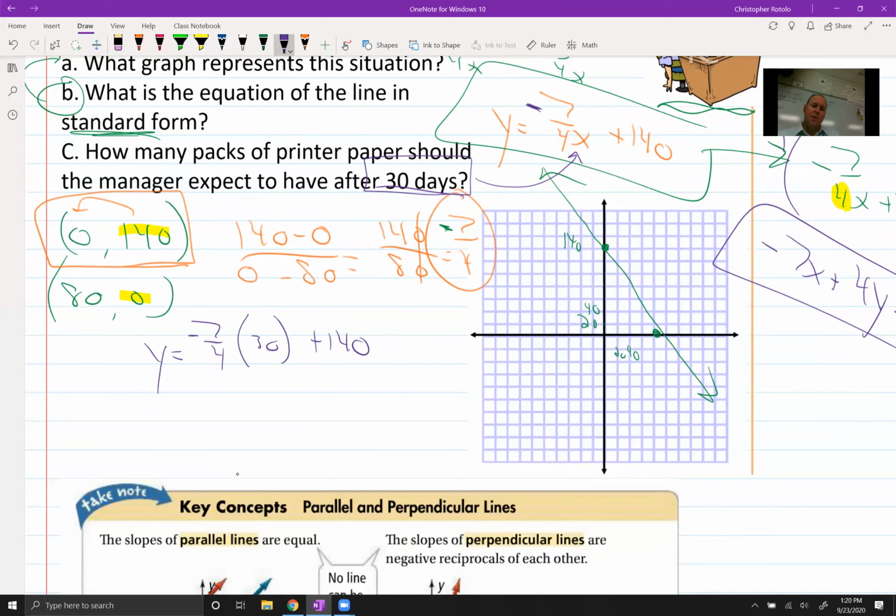So how many packs of paper do we expect to have after 30 days? So a couple things we can do is plug it in. That's item number 1, because we have an equation. Next thing I do is I can figure out where 30 days is and figure out about how many packs that is. So let's see how accurate my graph was. I don't think it was very accurate because I missed this point completely over here. It's not exactly the straightest line either, but you get the idea how I can work with all these representations.